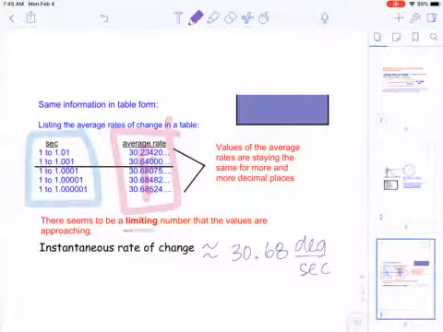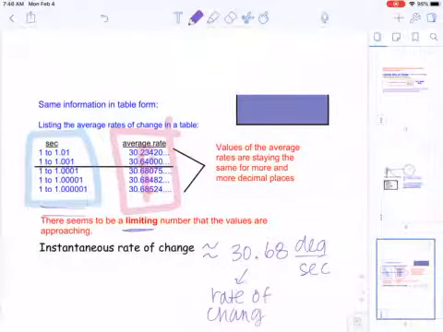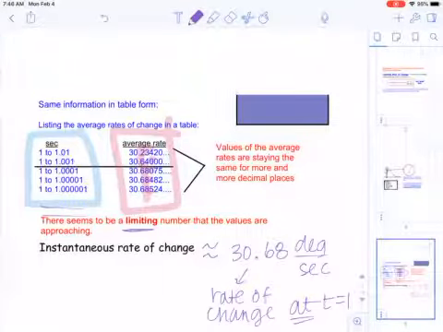This limiting number, or the number that it's getting closer and closer to, is 30.68. There's still some variation in that third number. If I really needed to lock in a third digit, I would have to do some more time periods here that were even smaller. So this again represents the rate of change at 1 second. It is not the exact answer. Remember, that is still an estimate.